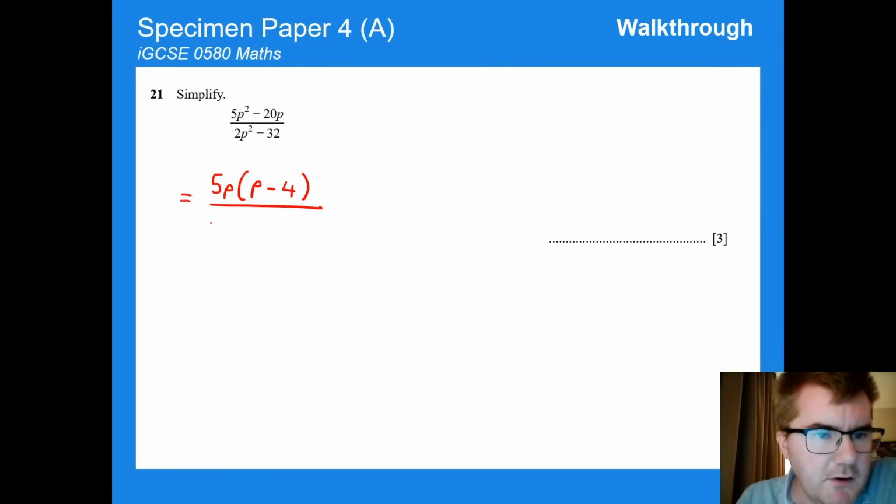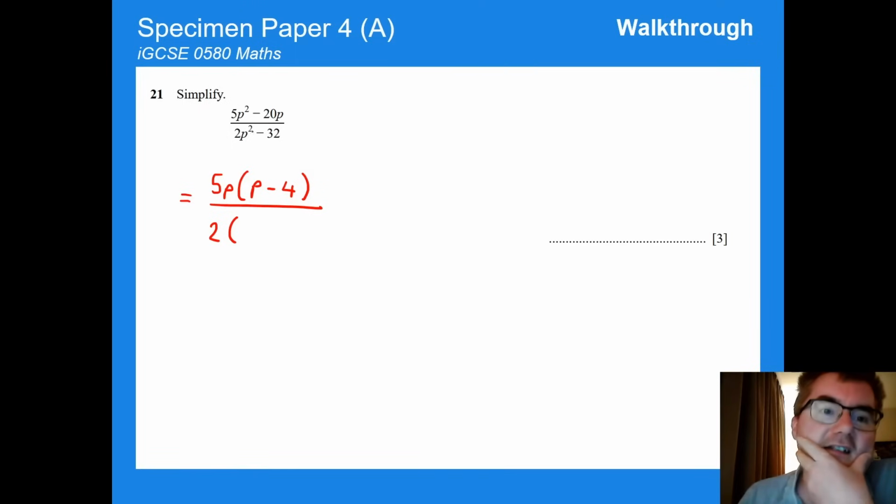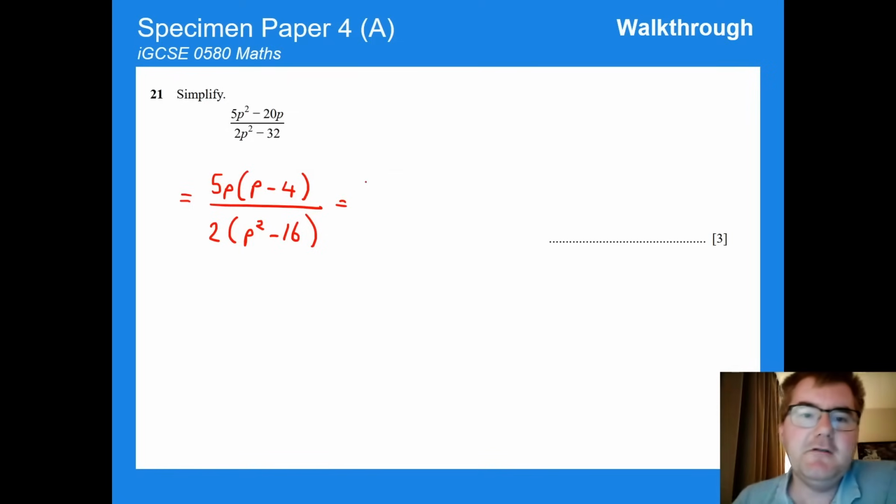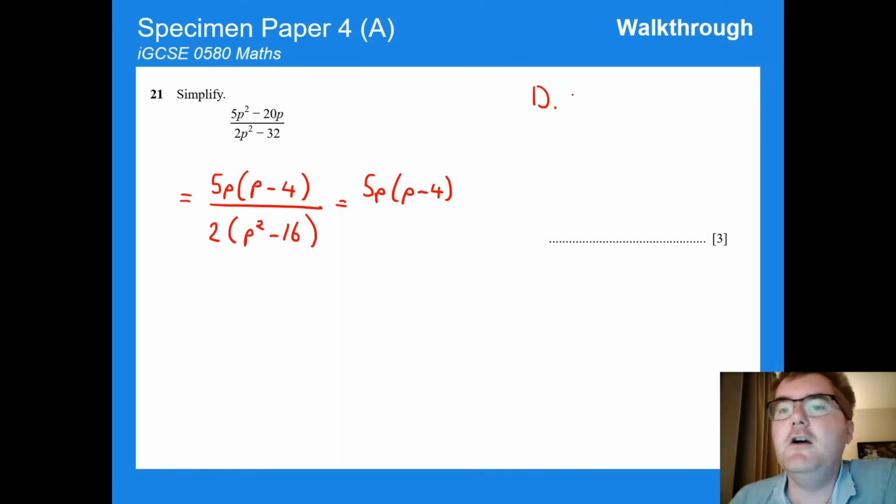So there's a 2 in common. And then I can see where we're going with this. So what do we multiply 2 by to get 2p squared? Just p squared. What do we multiply 2 by to get minus 32? Minus 16. And notice the bottom here is in a very special form that you really need to be aware of. We call it DOTS, difference of two squares.